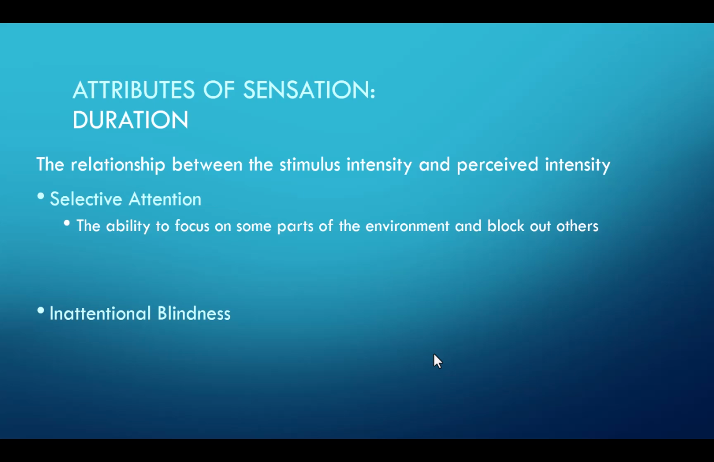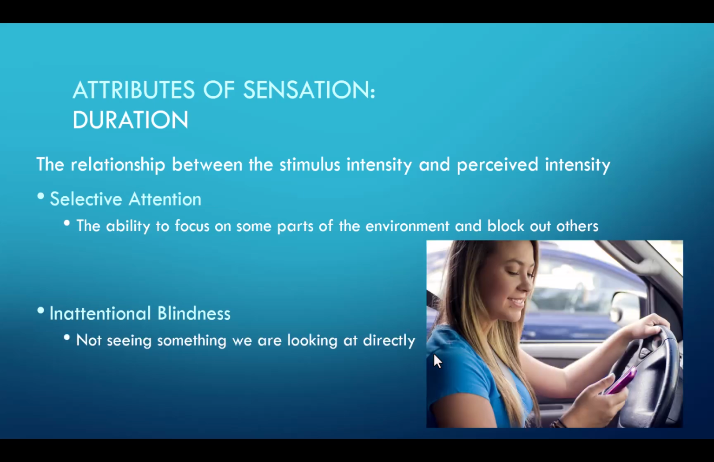There's also something called inattentional blindness, and this is when you're not seeing something that you're looking directly at. Maybe you're looking for your keys and they're right in front of you. So the stimulus is there, but we're not perceiving it. So let's give an example of how this could really have an effect in real life.